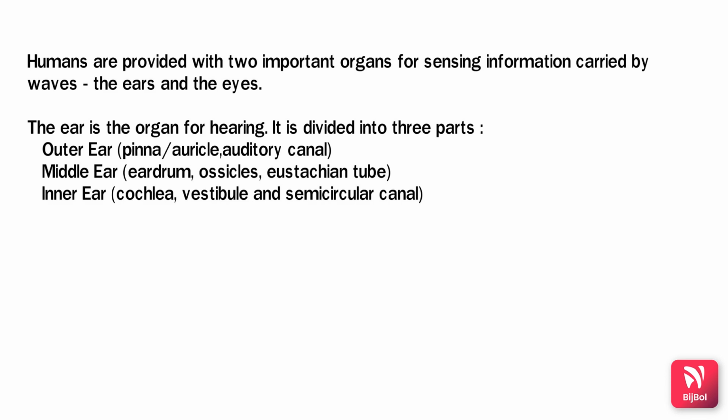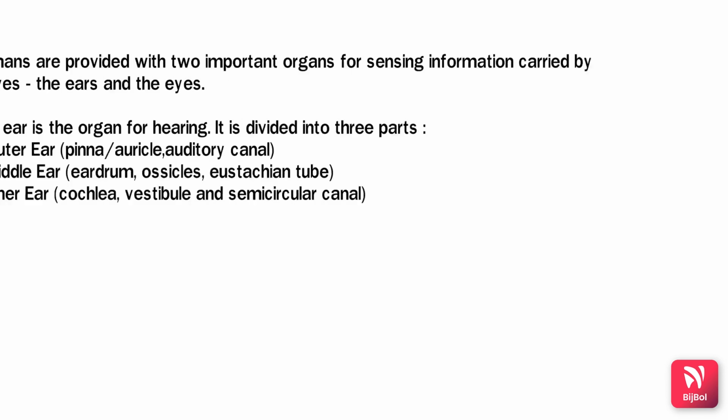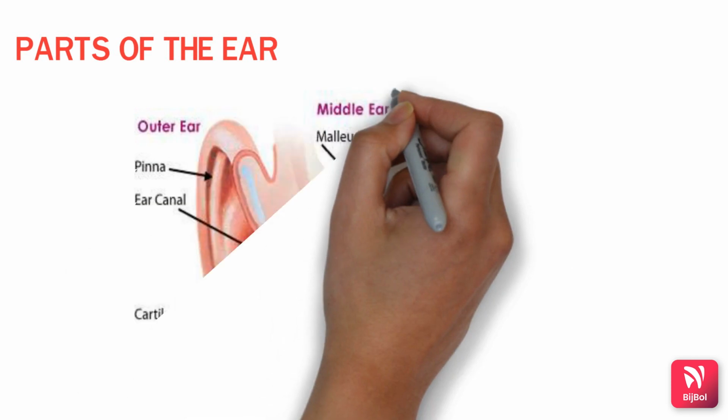The outer ear consists of the pinna or auricle and the auditory canal. The middle ear consists of the eardrum, ossicles, and eustachian tube. The inner ear consists of the cochlea, vestibule, and semicircular canal. So, the ear is divided into three parts, that is the outer ear, middle ear, and inner ear. Now we will see the parts of the ear in detail.